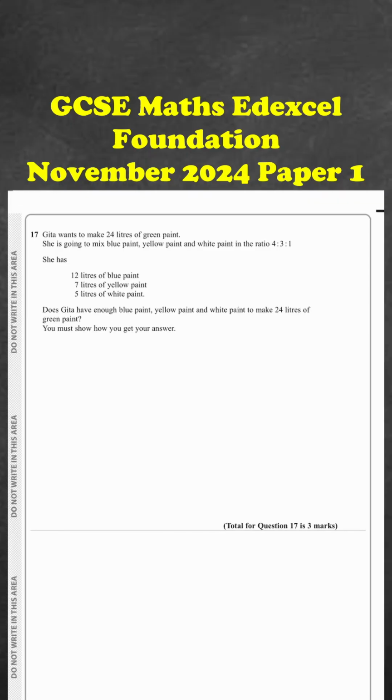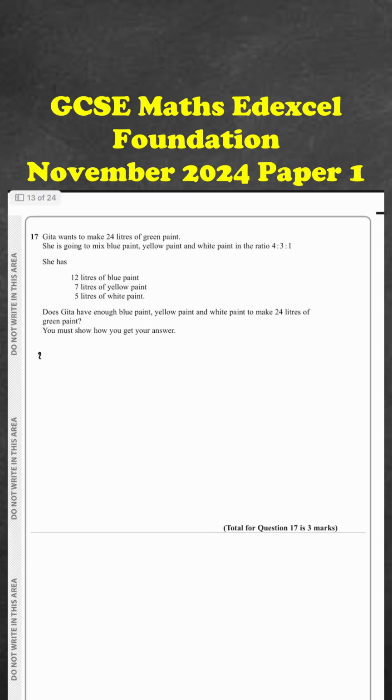Question number 17. Geeta wants to make 24 litres of green paint. She is going to have to mix blue paint, yellow paint and white paint in the ratio 4:3:1. She has 12 litres of blue paint, 7 litres of yellow paint, 5 litres of white paint. Does Geeta have enough blue paint, yellow paint and white paint to make 24 litres of green paint? You must show how you get your answer.